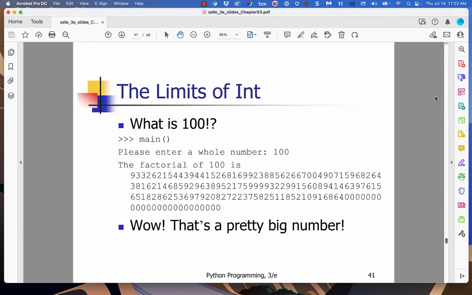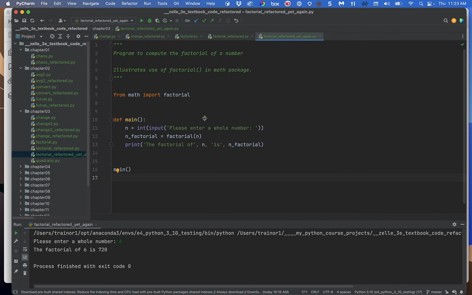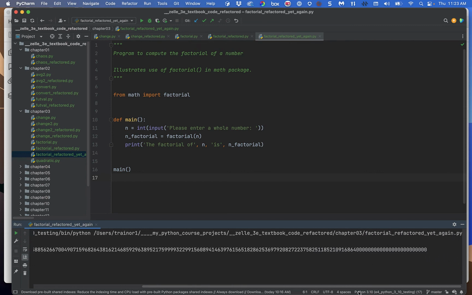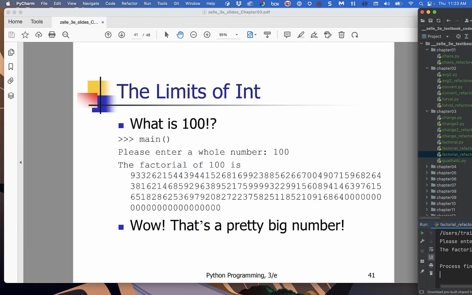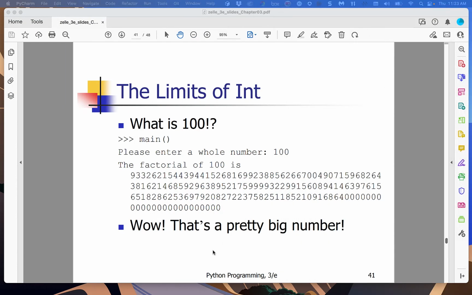Now, what if we ask for the factorial of 100? So now let's just go back and look at our new refactored version. Does it work for 100? Yeah, it does. And it gives us a really long answer. You see there's a slider bar down here, and it goes on for a long time. So 100 factorial is really big.